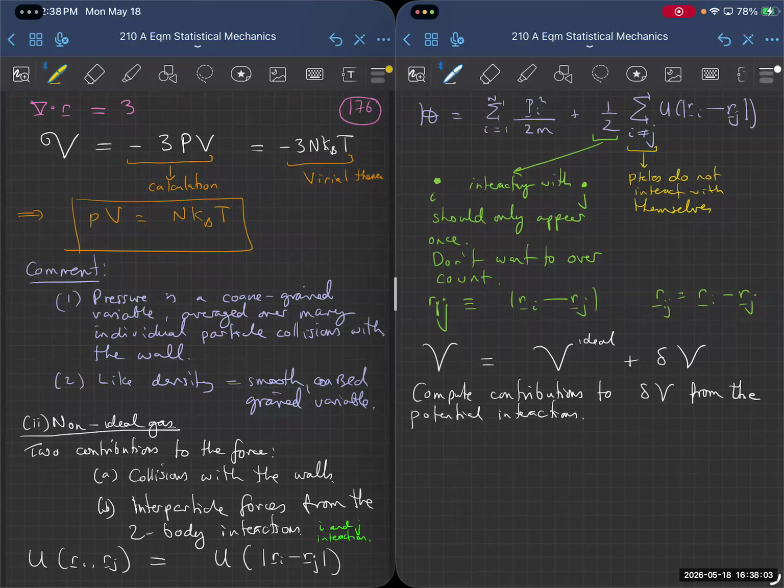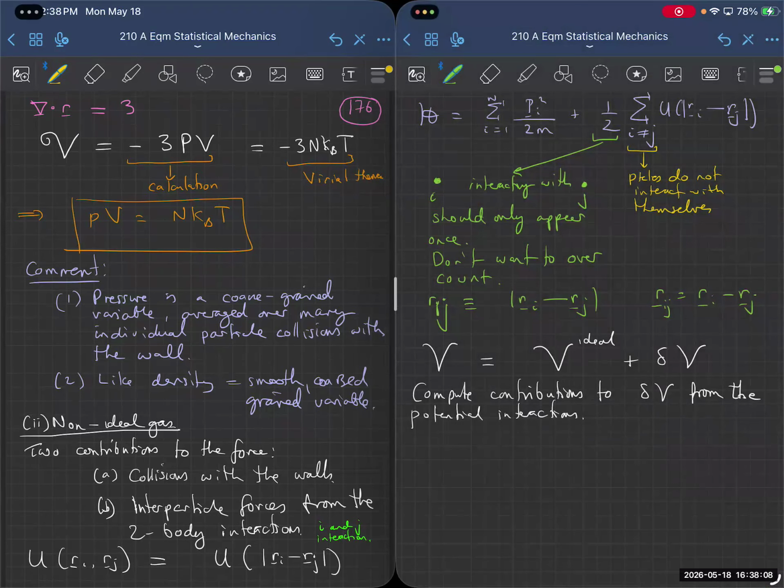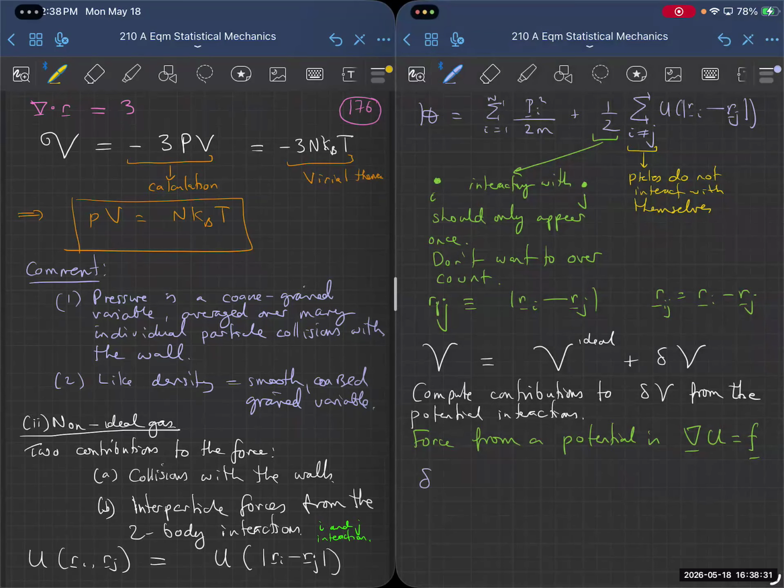Well, we know that the force that comes from a potential is just the gradient of u, so that's just equal to the force. So I'm going to then say, then we can write out what delta V is. So therefore delta V is equal to the following expression.